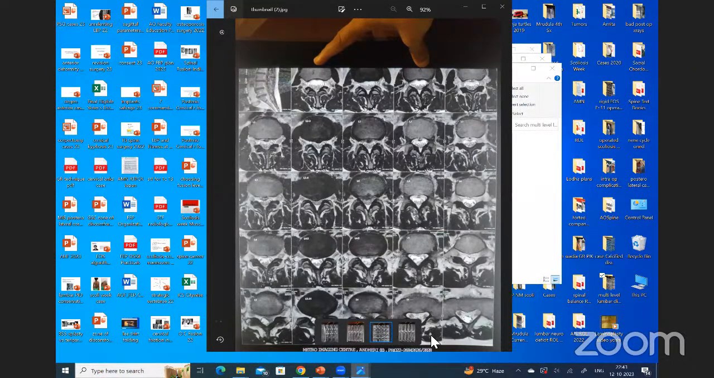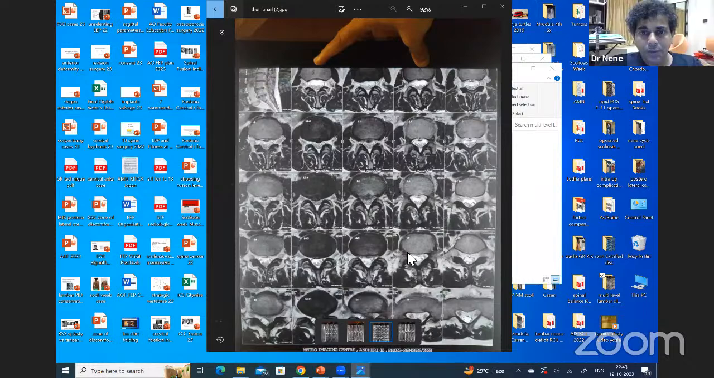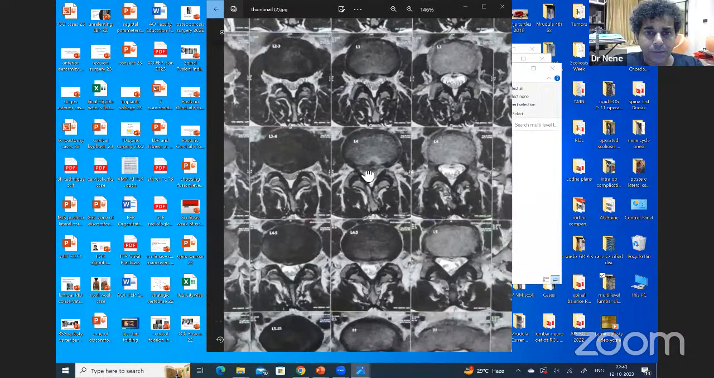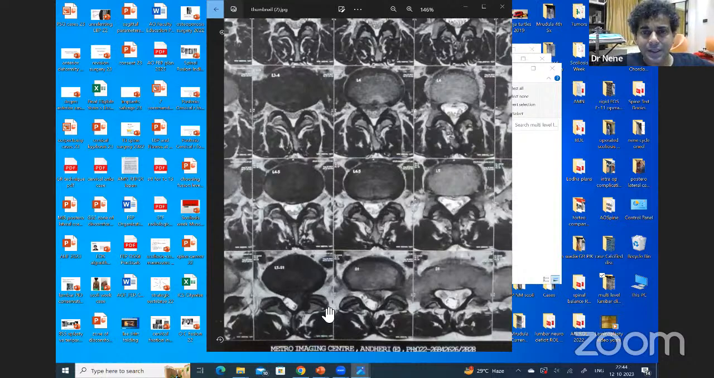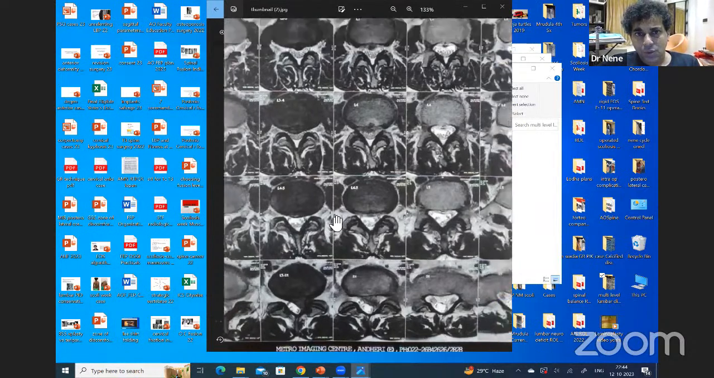Your screen is getting blocked with this one. Oh, I'm sorry. How do I? Okay. Now can you see? Yes, sir. Perfect. This is the huge chunk of disc sitting on the left recess, and she had huge radiculopathy down the left S1.